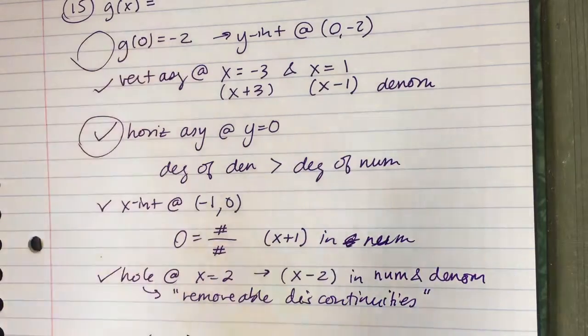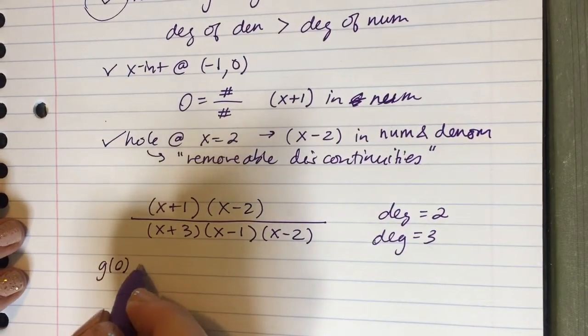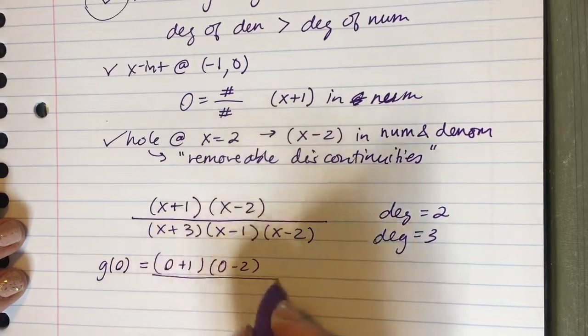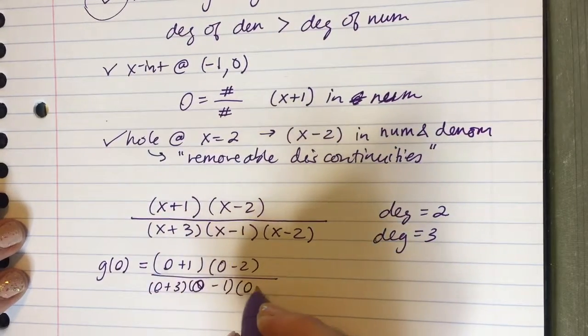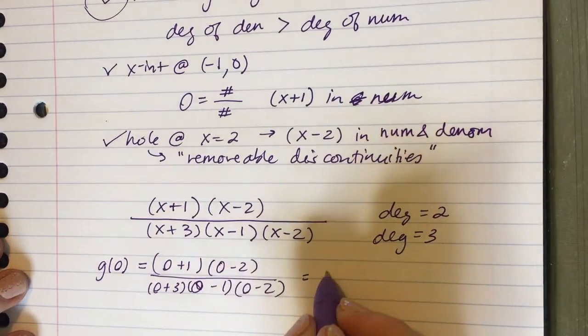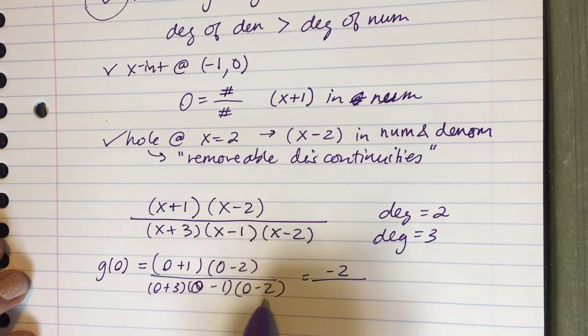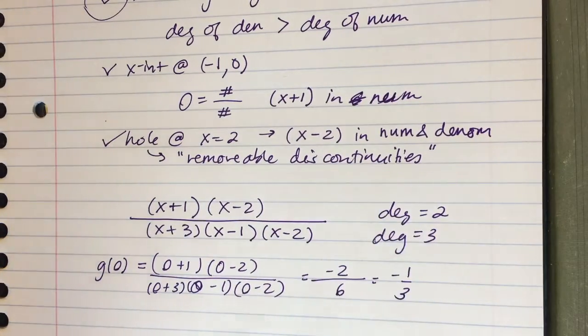Let's try this very first characteristic though, where g of 0 equals -2. And we're going to check that out by just plugging in 0. So let's see what we get when we plug in 0. g of 0 is equal to (0 plus 1) times (0 minus 2) divided by (0 plus 3) times (0 minus 1) times (0 minus 2). And we end up getting 1 times negative 2 on the top, which gives us negative 2, divided by 3 times negative 1 times negative 2, which gives us positive 6. So we end up with negative 1/3.